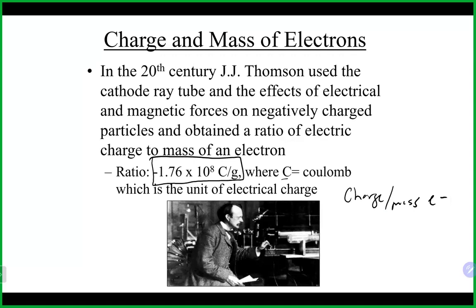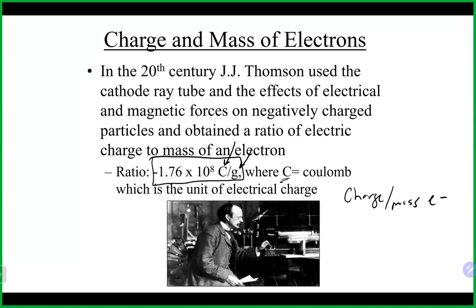C is a coulomb. It's a unit of electrical charge. And G is grams, which is obviously a mass. So coulomb charge to mass of an electron. So the first thing that you should know is Thomson used a cathode ray tube to figure out the charge to mass of an electron, and that was a good forward step to understanding electrons.